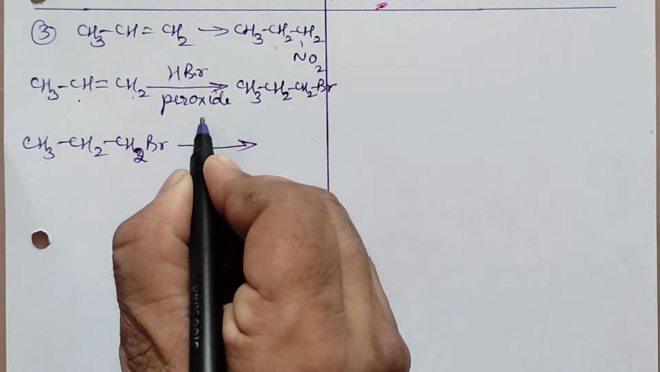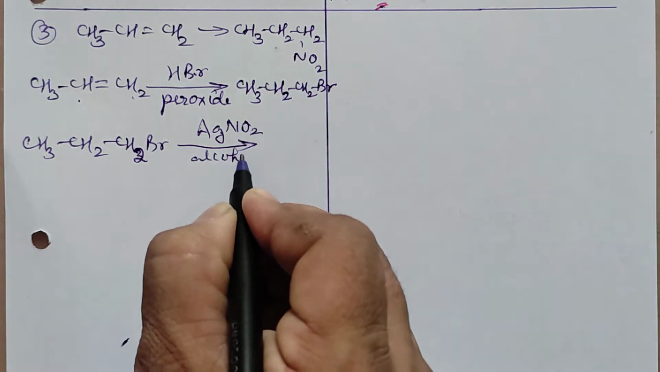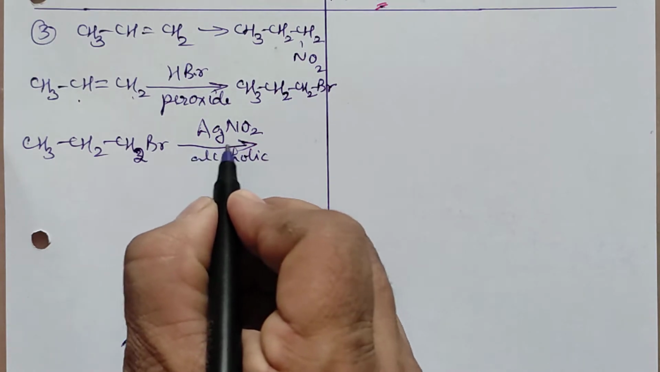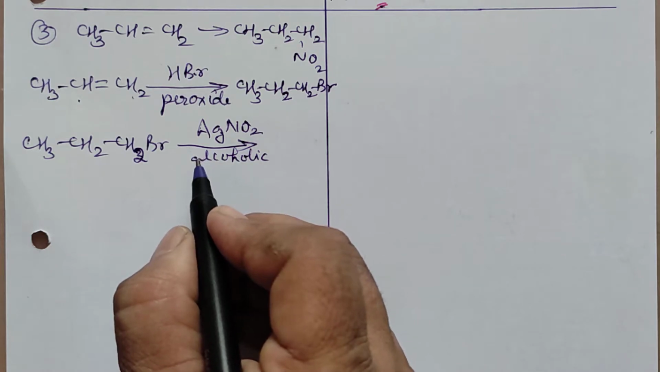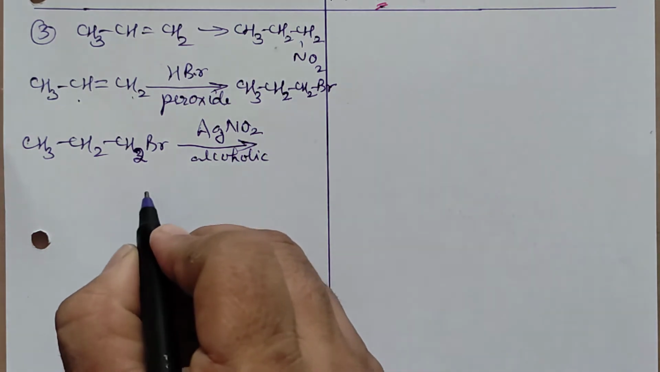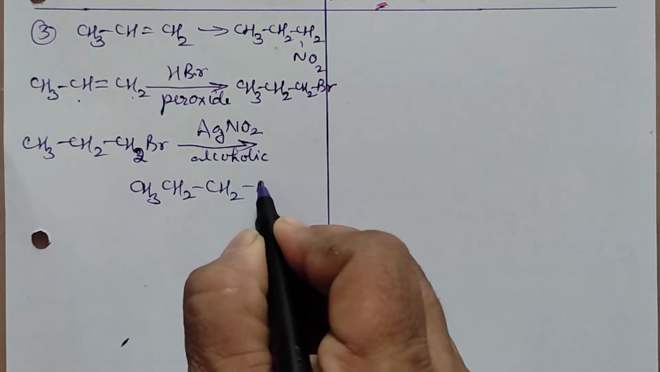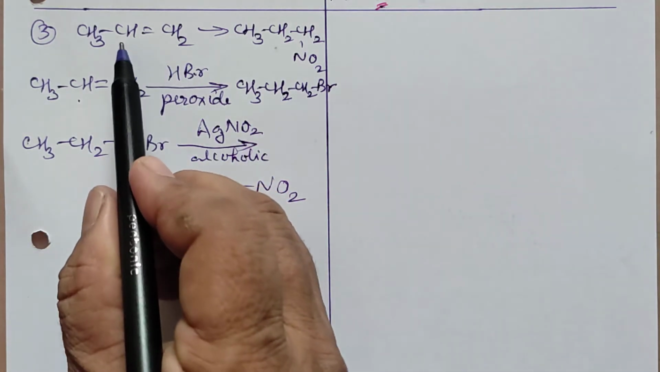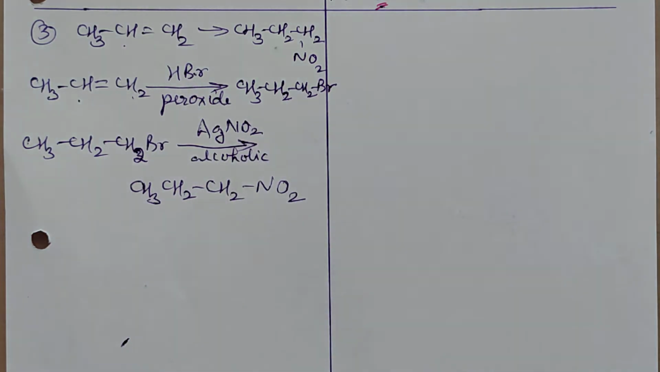This is now treated with alcoholic AgNO2. So whenever we use AgNO2, you will get a nitro product. If you use KNO2, you get nitrite. So the only thing is now this Br will go and NO2 will act as a nucleophile and replace that Br. So what you are getting is this. Suppose in the same question they wanted the 2 position, then you will first carry out Markovnikov's addition and then treat it with AgNO2. Right?